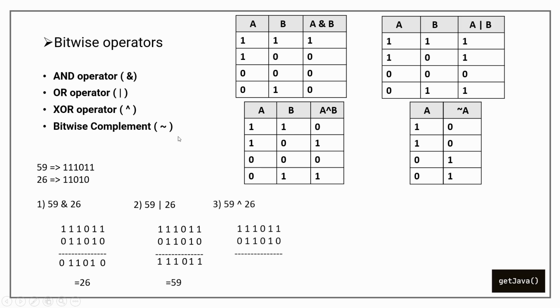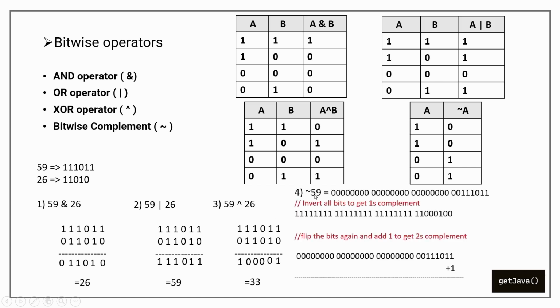Now we will see an example for 59 XOR 26. So this is the table for XOR. 1 XOR 0 is 1. 1 XOR 1 is 0. Now 0 XOR 0 is 0. 1 XOR 1 is 1. Sorry, 0 XOR 0 is 0. 1 XOR 1 is also 0. 1 XOR 1 is also 0. Again, 1 XOR 0 is 1. So this will come out to be 33. If we convert this binary to decimal, we will get 33 as the output.